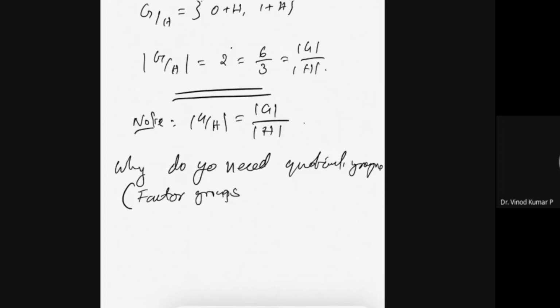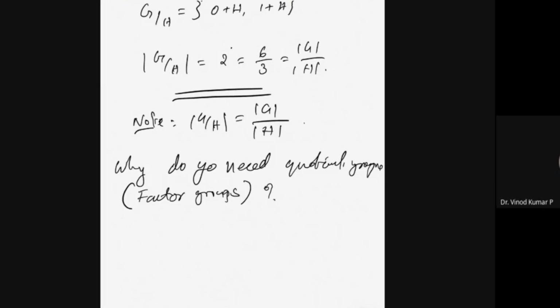So the answer is basically to simplify your problem. Your group G can be very complicated, but if you go to G by H, modulo some subgroup H, then you have already seen that the cardinality of the group G by H is smaller than the cardinality of G. So while comparing to G, G by H is simpler. That's why we look into quotients.